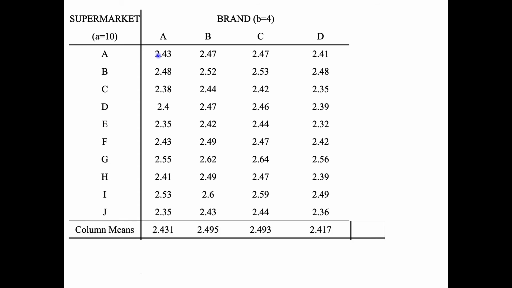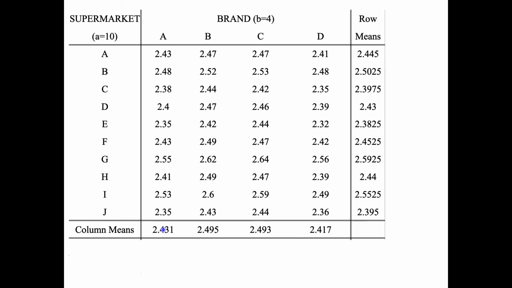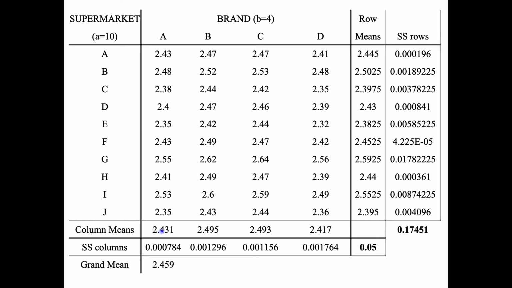So the first thing we want to do is calculate the means of the treatments and then the means of the blocks. And so this is the mean of brand A across all 10 grocery stores. This is the mean of grocery store A across all 4 brands. From this, we can then calculate the sums of squares columns, but this is a different way of calculating the sums of squares. We basically calculate the grand mean, we subtract the grand mean from the column mean, square that, and that's what this number is.